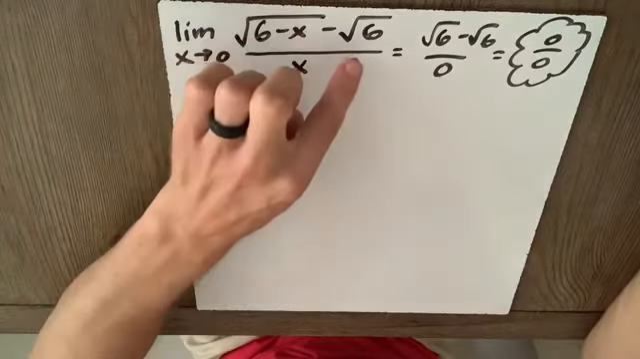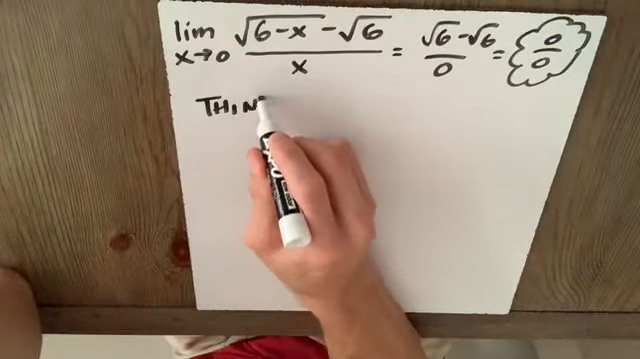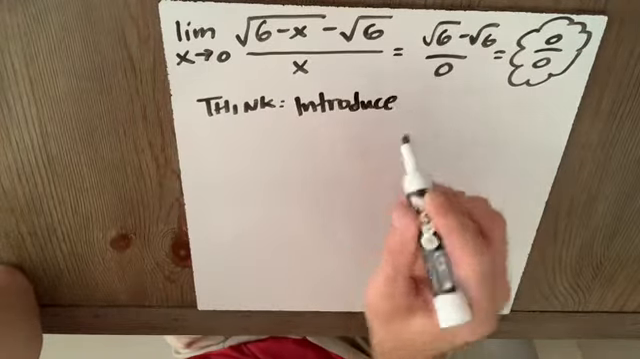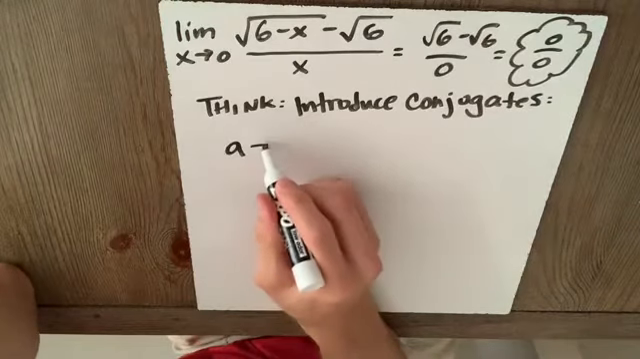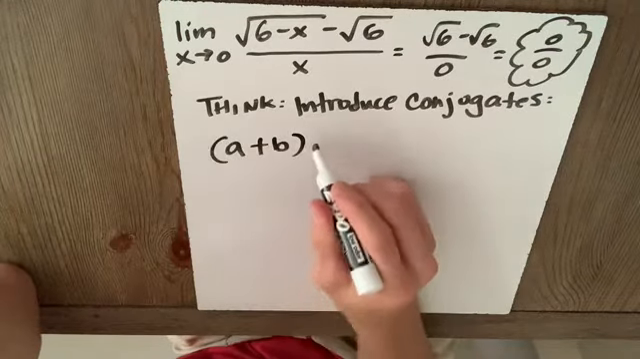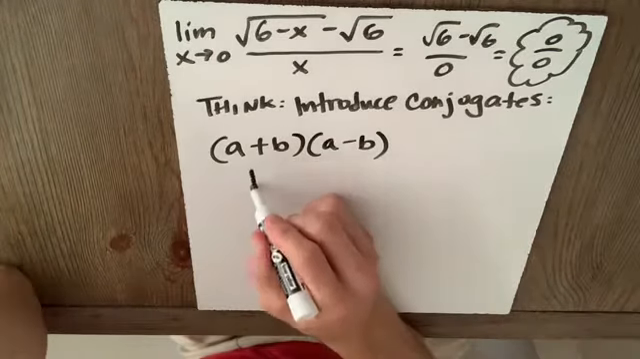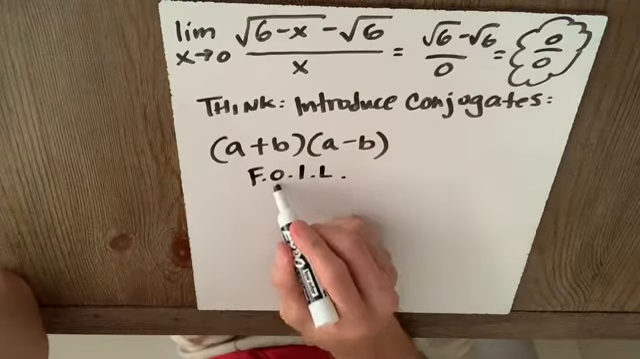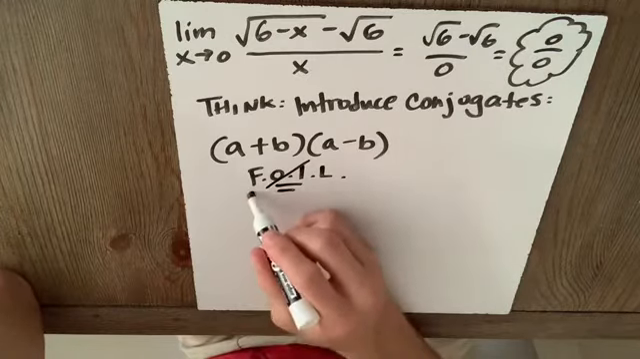Whenever I have a radical, I think introduce conjugates. Now, if I have a plus b, the conjugate I'll introduce is a minus b. What's nice about conjugates? Well, when you FOIL them, the OI of FOIL disappears, and all we have to worry about are first and last.